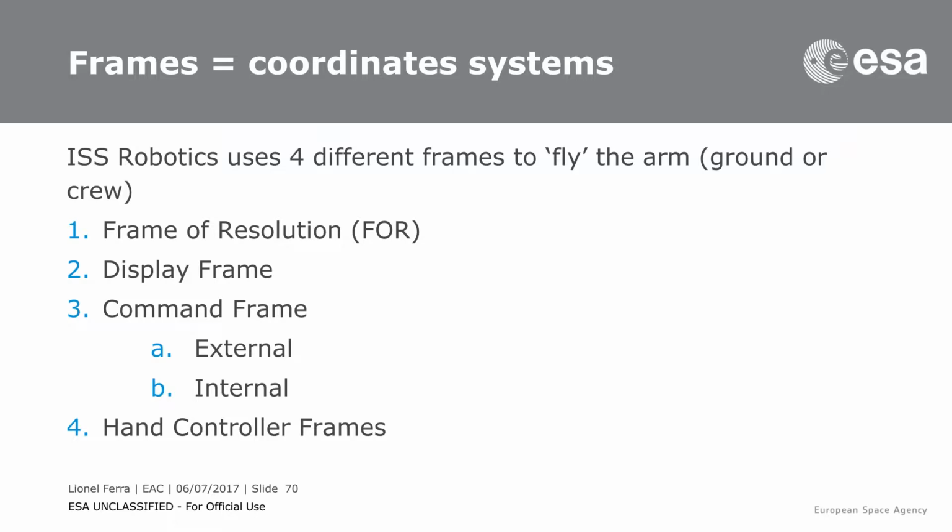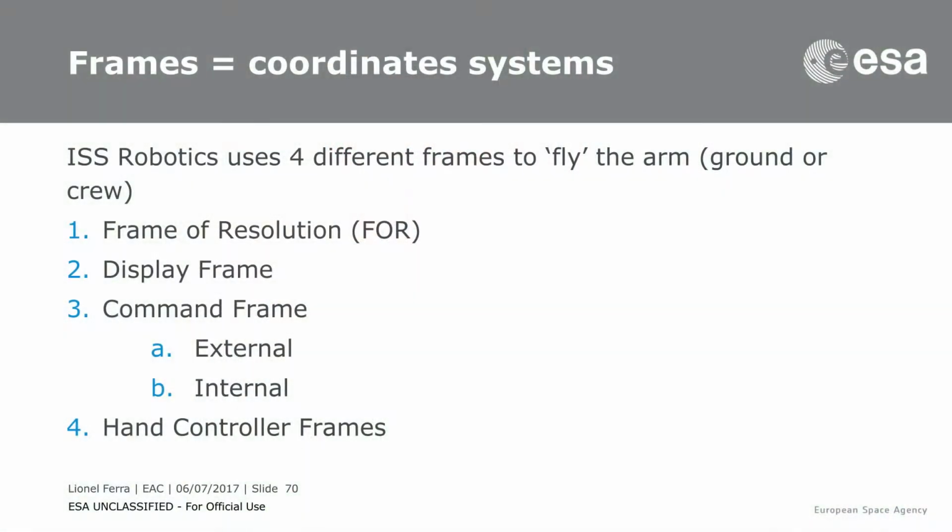The display frame is the frame that gives you the coordinates in which the values that you see are referenced. How you command this arm, you can decide to fly the arm like you fly an airplane from the inside, but you can also decide to fly the arm from the outside, like if you would land an airplane from the tower, and that would be an external command frame. And to convey your commands to the arm, you will have the hand controller frames, which are the frames attached to joysticks.